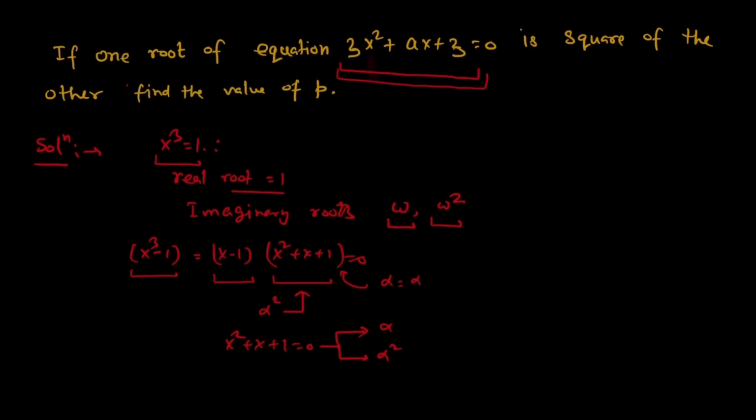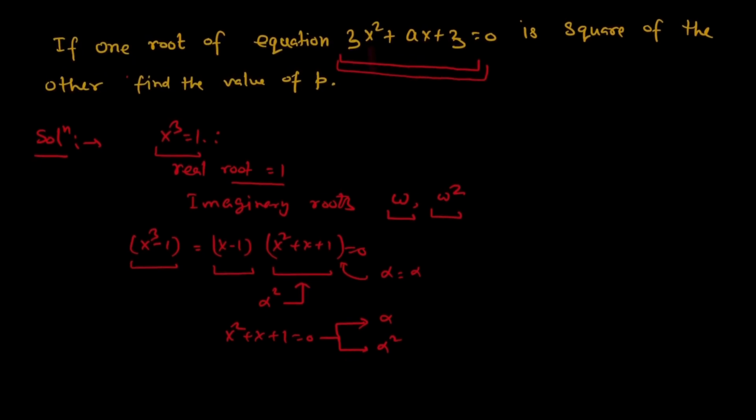Our equation needs to be of a similar nature because our equation also has one root as the square of the other. That means 3x square plus ax plus 3 equals 0 should be identically equal to x square plus x plus 1, and that is only possible when a equals 3. So the moment we choose a equals 3, we can clearly say that the equation 3x square plus ax plus 3 will have one root as the square of the other.